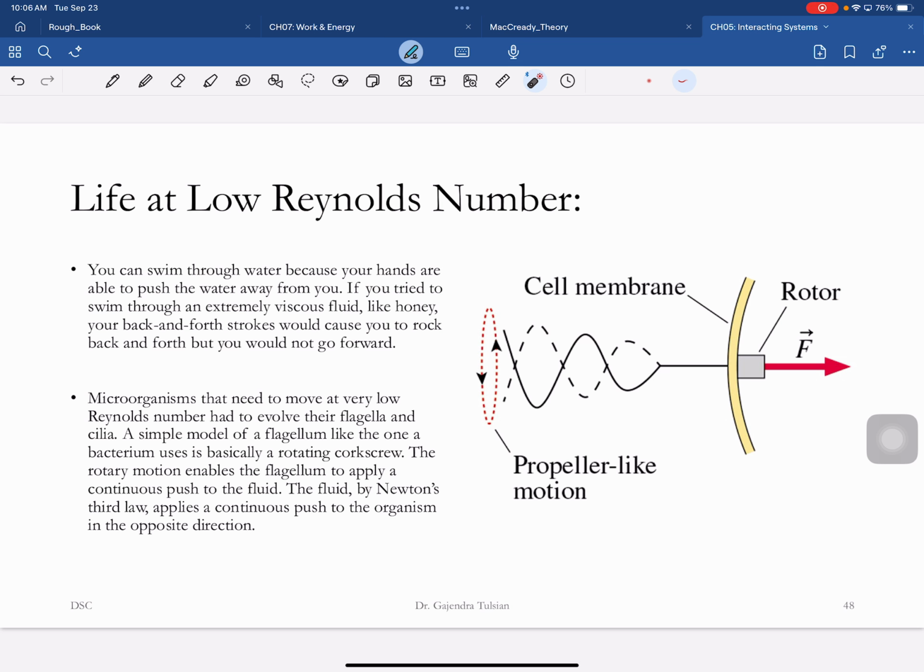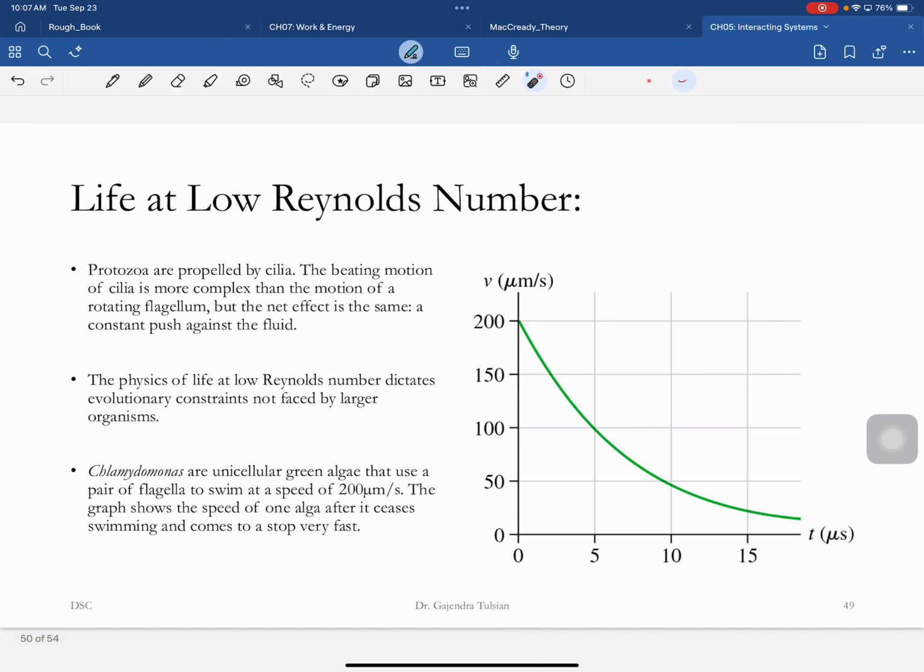Okay, so again, you can see that this flagellum is rotated. It pushes water, and that is what propels. The flagella push the water back, and according to Newton's third law, the reaction force pushes the organism forward. So this is a simple model of a flagellum like the one bacteria use, basically a rotating corkscrew. The rotary motion enables the flagellum to apply a continuous push to the fluid. The fluid, by Newton's third law, applies a reaction force to the organism in the opposite direction.